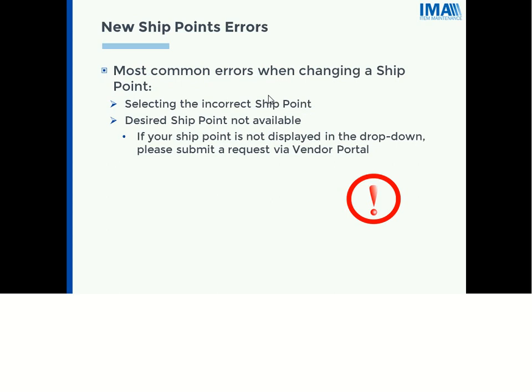The most common error when changing a ship point is selecting the wrong one. If you do select the wrong one, then we're going to show up at your warehouse in, let's say, New Jersey, and you're not going to have the product there because that product is at a different warehouse. So you want to make sure that you do select the correct ship point. Another common error is that the desired ship point is not available. It's not displaying in that drop-down. So if it's not available, you can submit a request through the vendor portal to have that added to your DUNS.